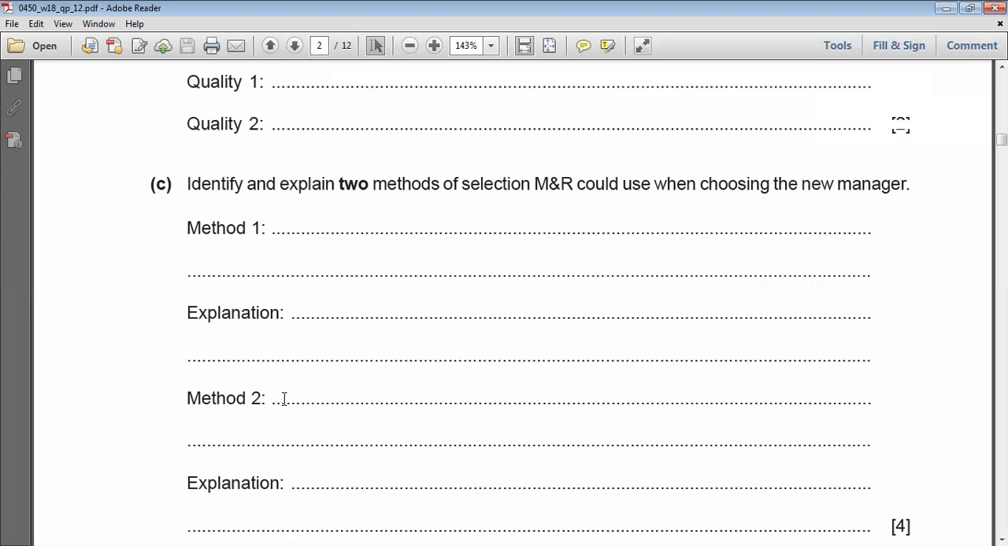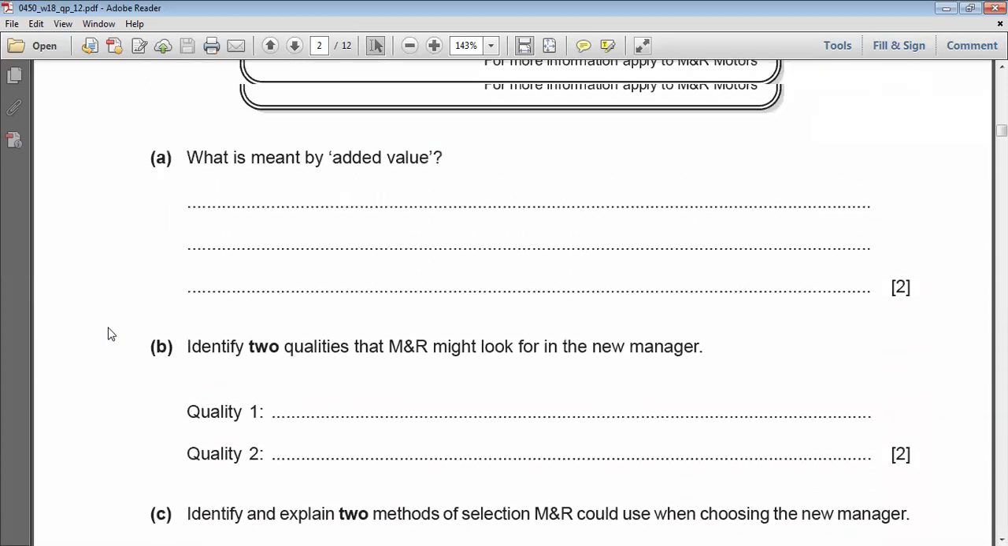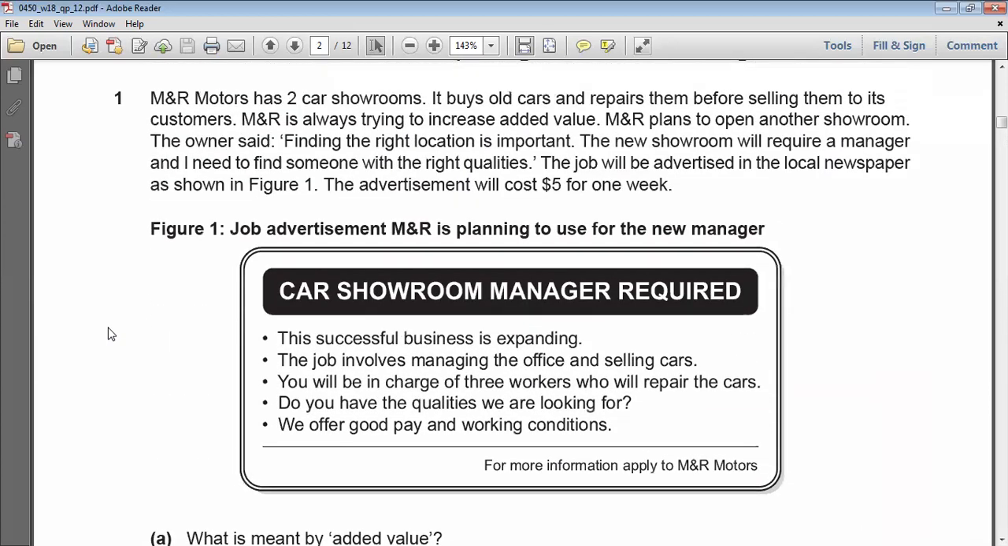Online recruitment. Method 2, what is the other one? It can use the newspaper advertisement, let's say. Online recruitment or online advertisement, online job vacancy, or newspaper. That is called method 1, method 2. What about the explanation? Explanation will be taken here.